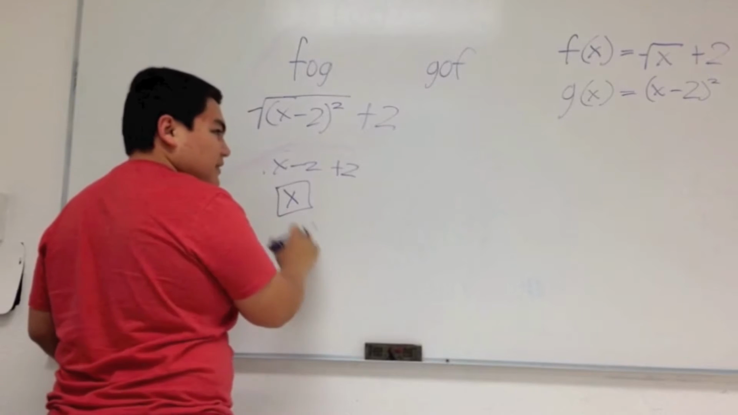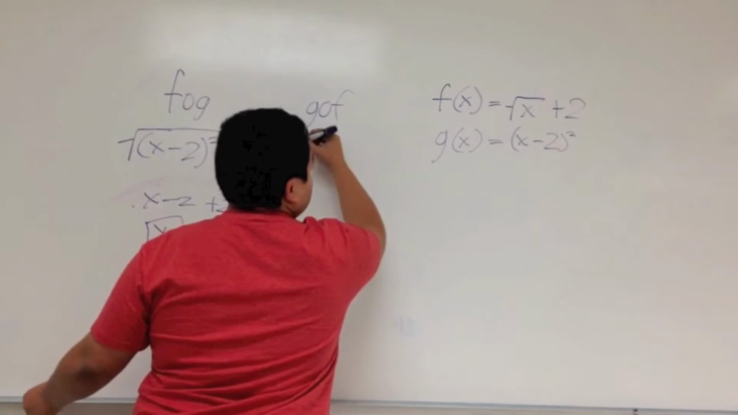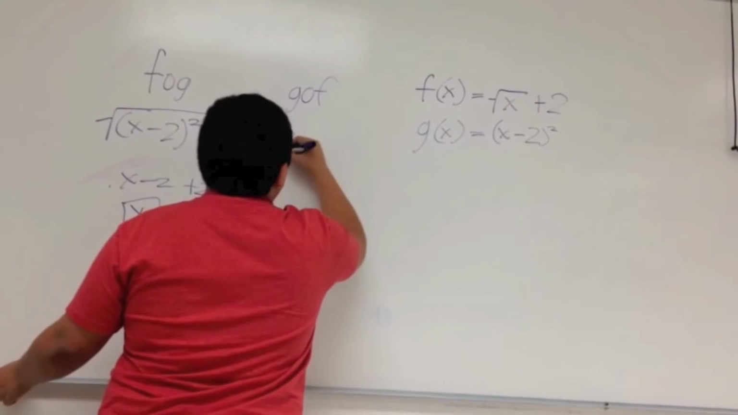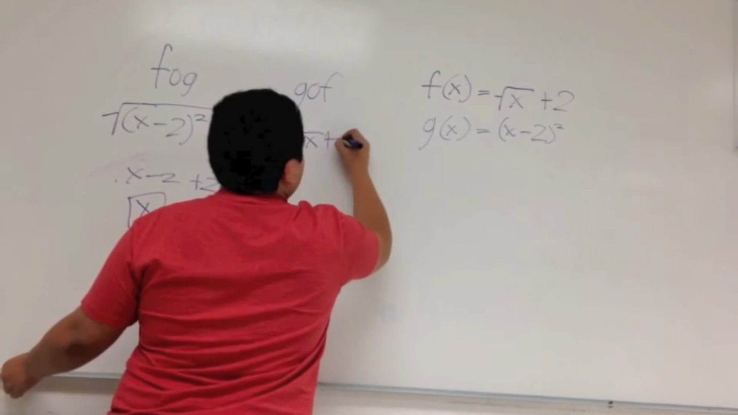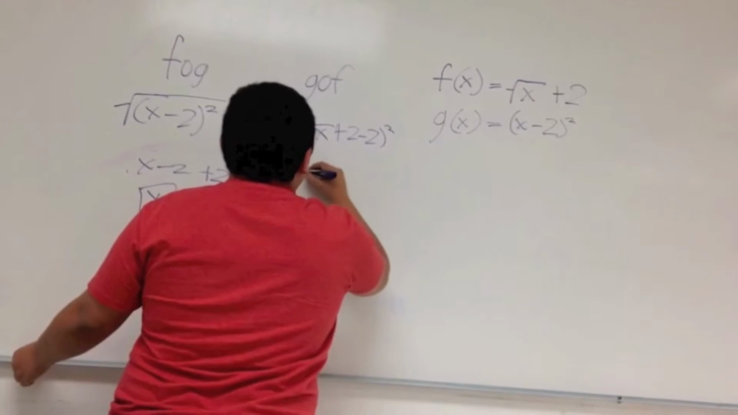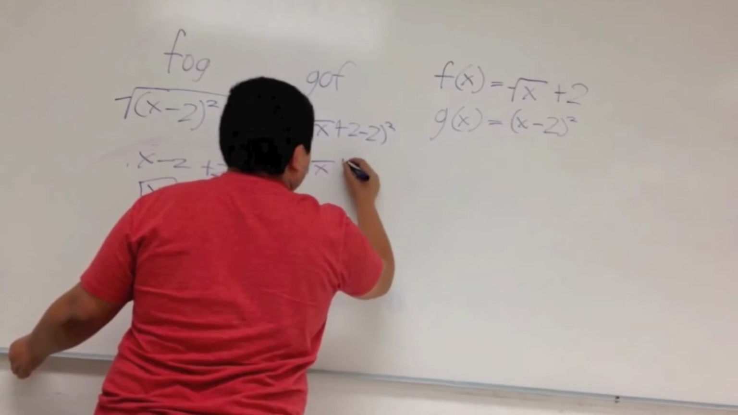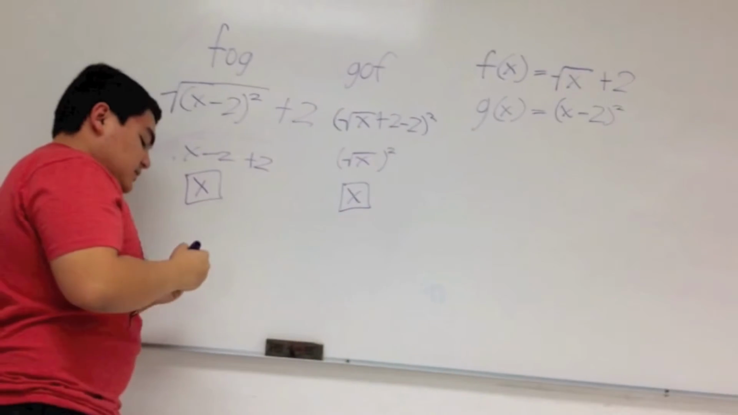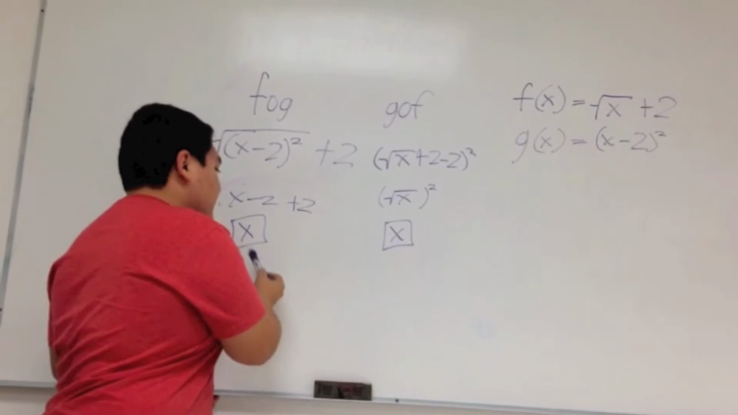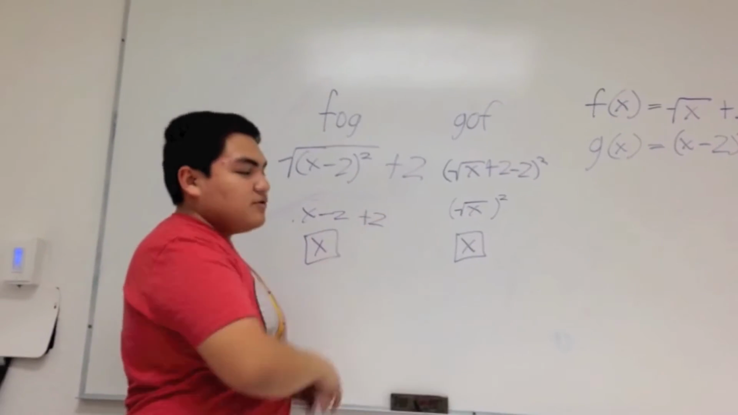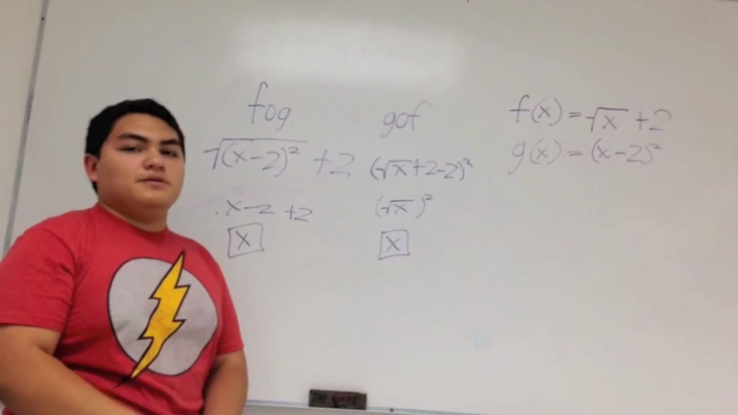As our result, we have an x, and then we do this in the g of f. Since in the two functions we get an x as a result, then we prove that those two functions are inverses of each other.